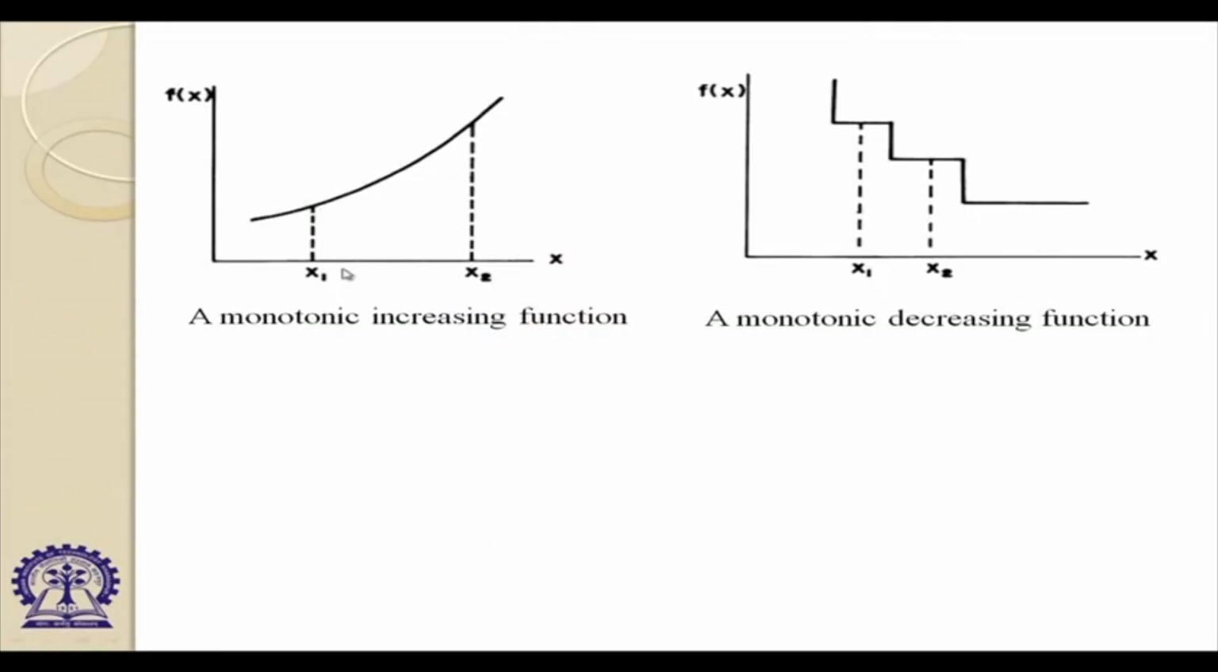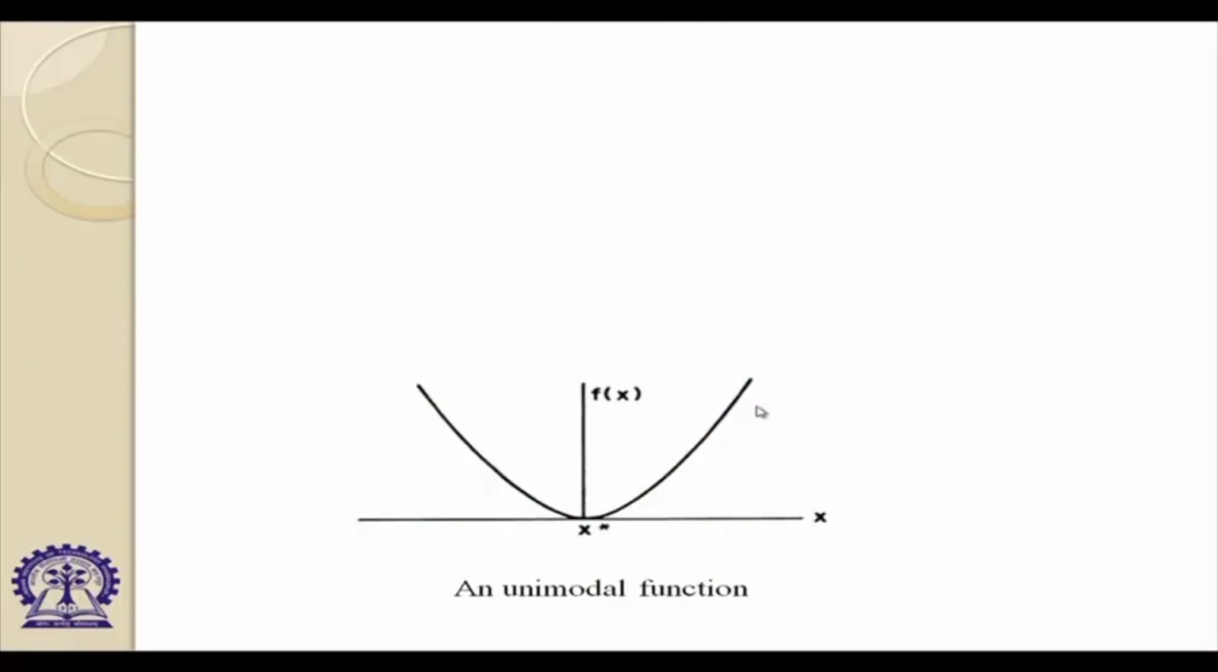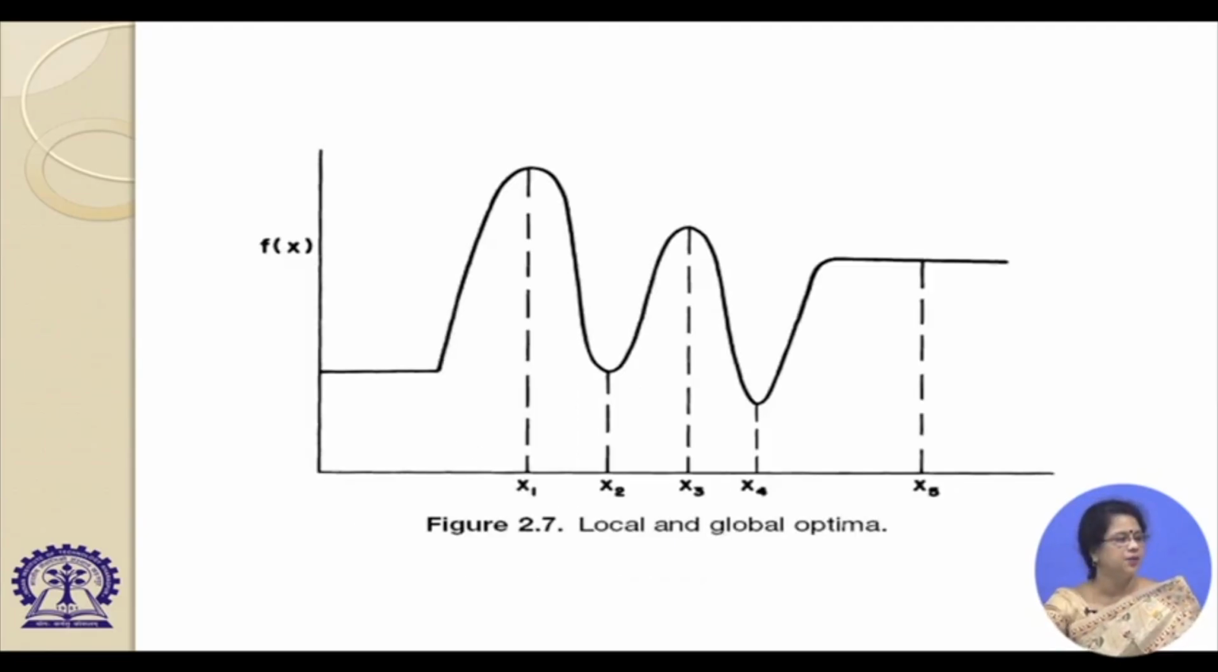Now you must be seeing here the first example is a monotonically increasing function. If x1 is less than x2, f(x1) is less than f(x2): increasing. If x1 is less than x2, f(x1) is greater than f(x2): decreasing. And this is the unimodal function. That means, you see, there is only one mode within this interval. On one side it is decreasing, on the other side it is increasing. All right. Unimodality is a very important property for finding the optimal solution. Once again I am repeating.